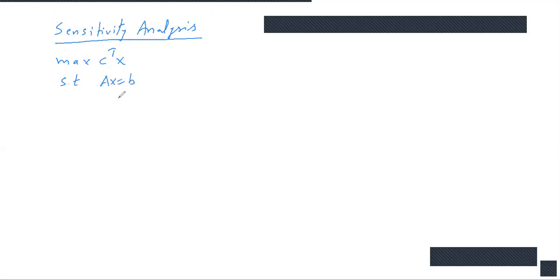Okay, let's continue with the sensitivity analysis. Today we are going to deal with the addition of variable and addition of constraints. So what I was talking about yesterday, consider a problem maximizing C transpose X subject to AX equal to B, X greater than or equal to 0.